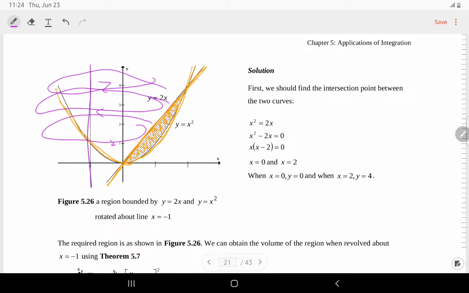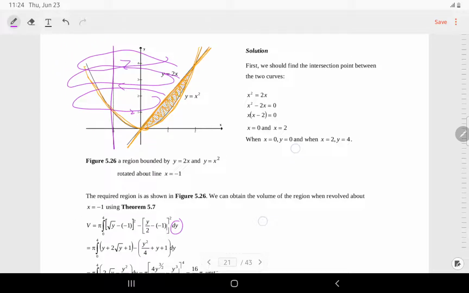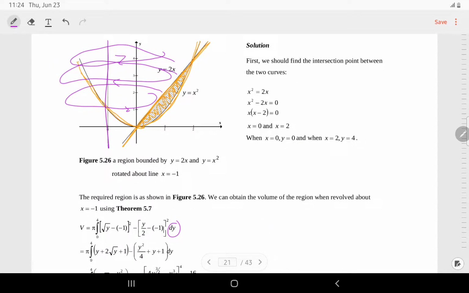So this time our axis of revolution is a vertical line, so we integrate by dy. When integrating by dy, we have to choose between the formulas in theorem 5.7 or 5.8. When we analyse it, of course we use the formula in theorem 5.7, because the axis of revolution is to the left of the shaded region. So we use the formula from theorem 5.7.